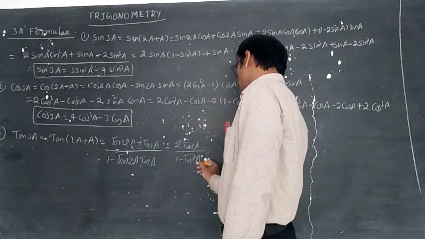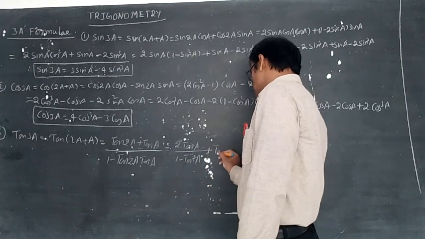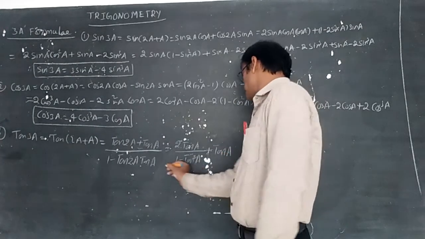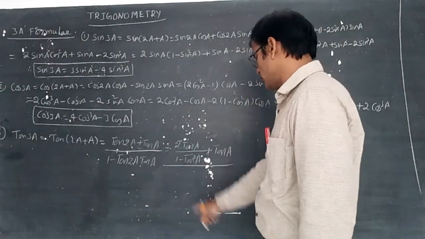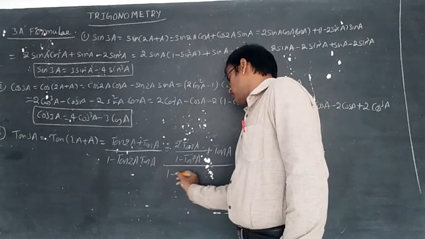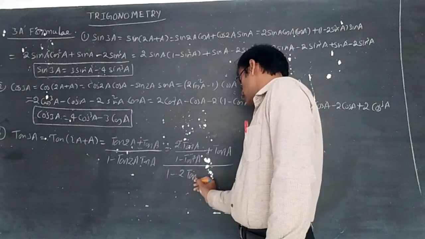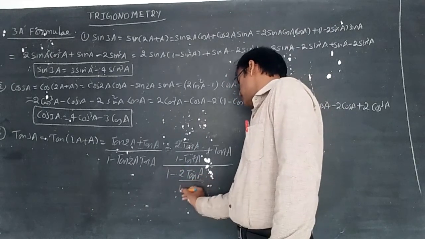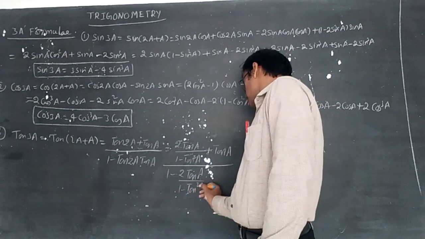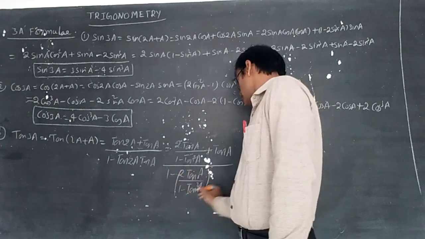Each and every formula we have discussed. 2 tan A by 1 minus tan square A, plus tan A, whole by 1 minus, this is also 2 tan A by 1 minus tan square A into tan A.